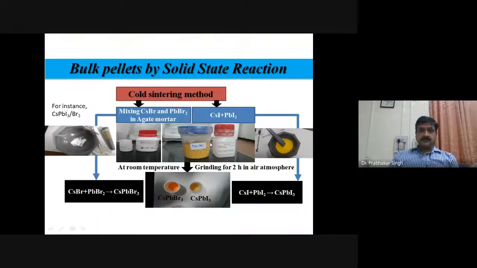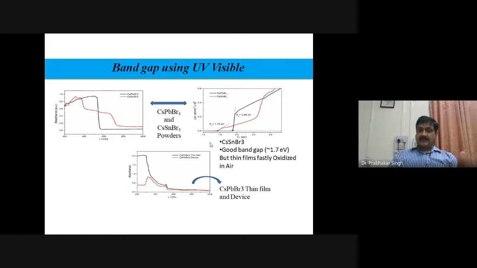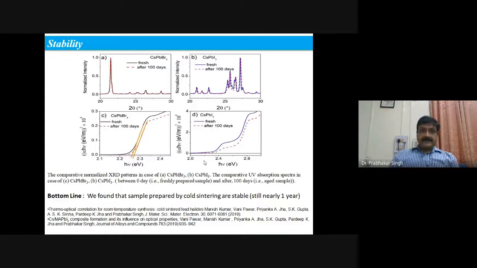Now we also tried to study the bulk pellets. We prepared the bulk pellets by the solid state reaction route, and we calculated the band gap energy. We also tried to work on lead-free material, that is, we replaced Pb with Sn, and we found a very good band gap, 1.7 electron volt, which is very useful. Even though it is in the visible region, we can use this band gap. Okay, and this is the stability. I think it is checked.